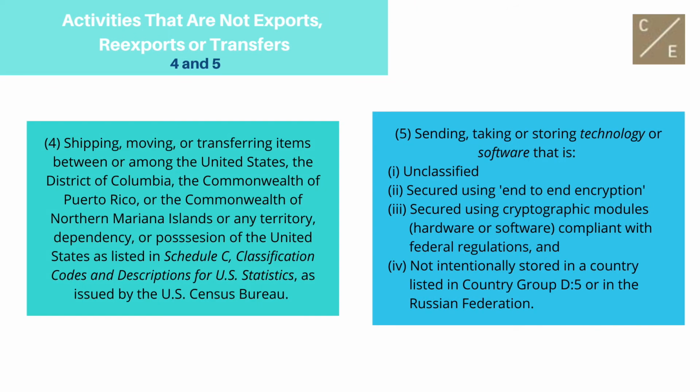4. Shipping, moving, or transferring items between or among the United States, the District of Columbia, the Commonwealth of Puerto Rico, or the Commonwealth of Northern Mariana Islands, or any territory, dependency, or possession of the United States as listed in Schedule C, classification codes and descriptions for the U.S. statistics, as issued by the U.S. Census Bureau. Lastly, number 5.